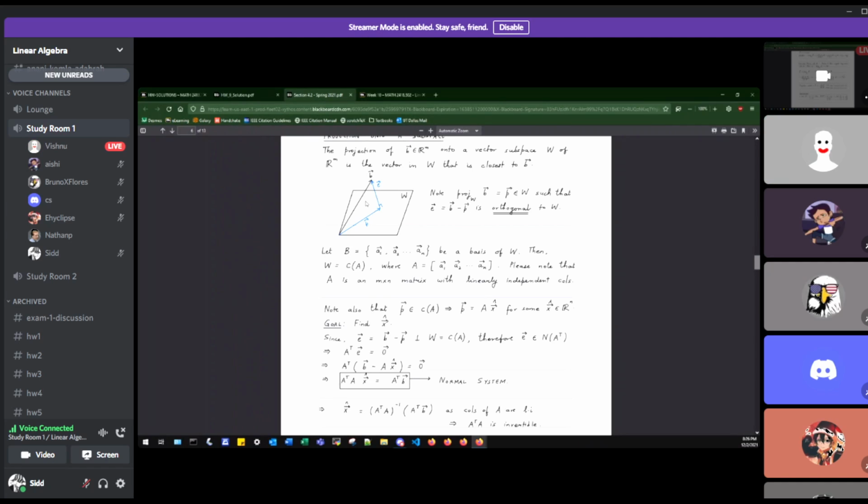And we're using the definitions of orthogonality that we talked about yesterday, where the error vector is orthogonal to W if and only if it's orthogonal to every vector in every basis of W.